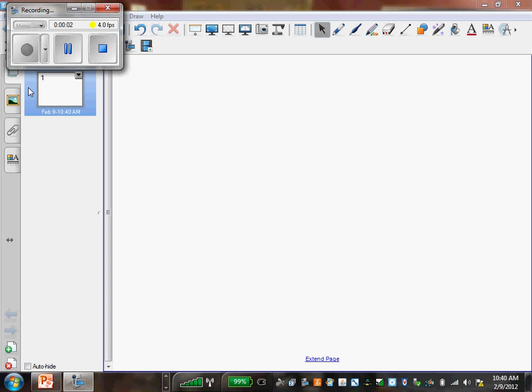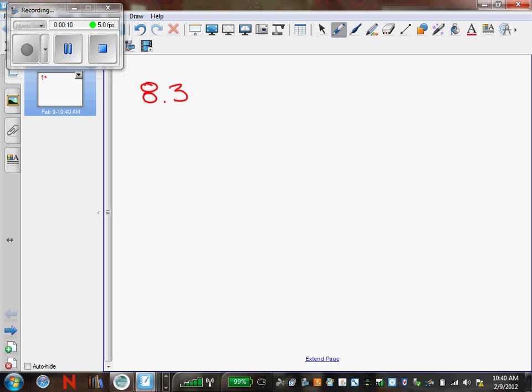Okay, class, we are going to do section 8.3 today. We are going to find another formula for the area of a triangle. So we already know that the area of a triangle equals 1/2 the base times the height of the triangle.